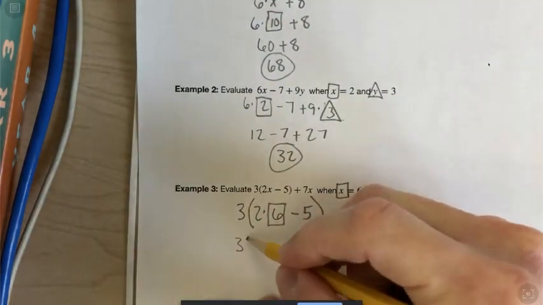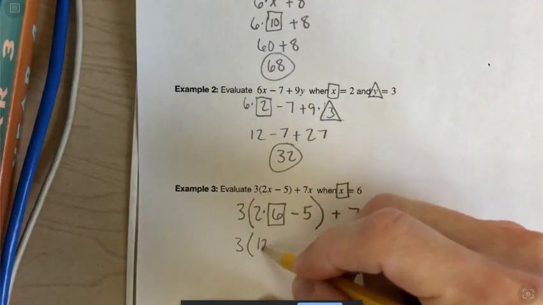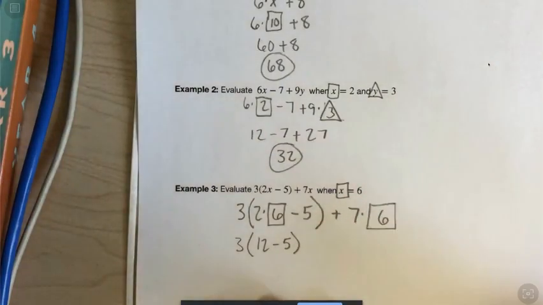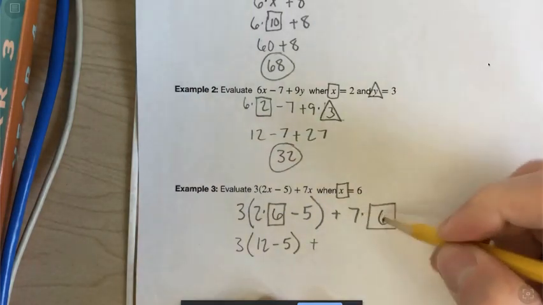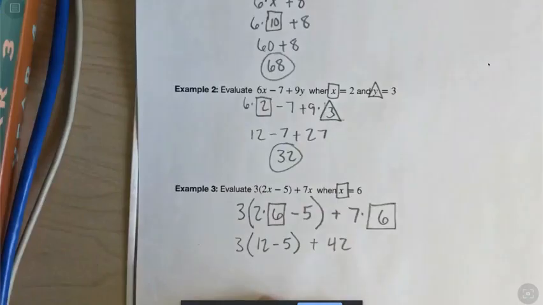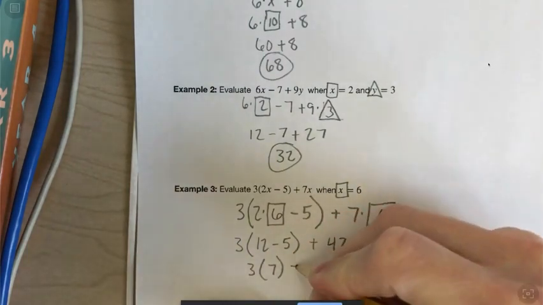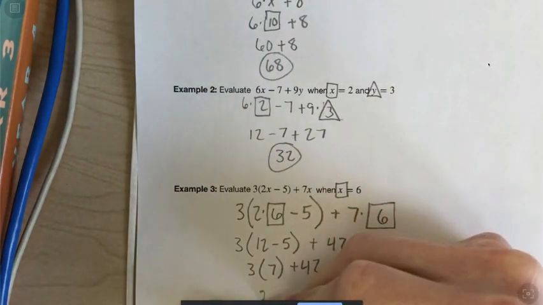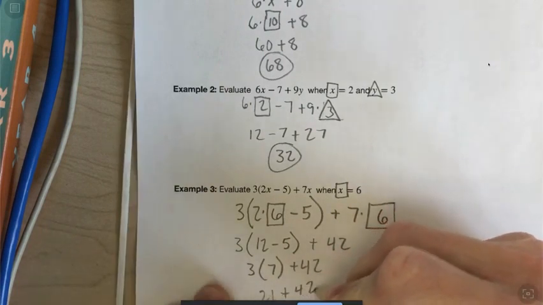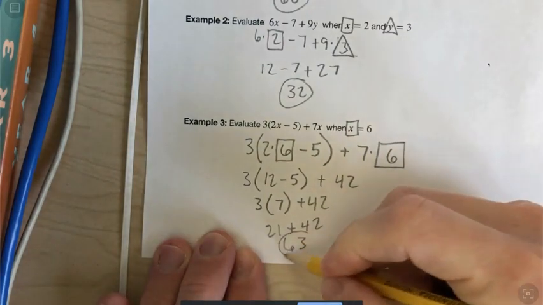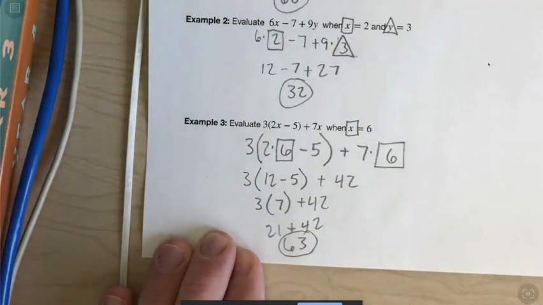We've got 3 times, 2 times 6 is 12, minus 5. 7 times 6 is 42. And now I have 3 times 7 plus 42, or 21 plus 42, which is going to simplify to 63. And now I'm all done.